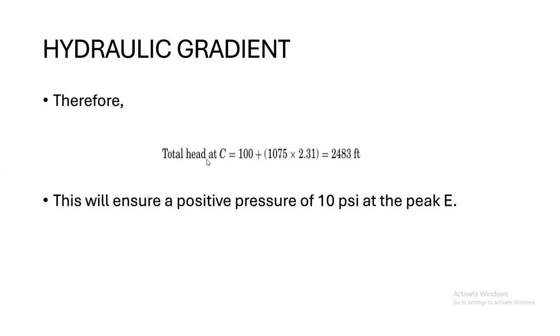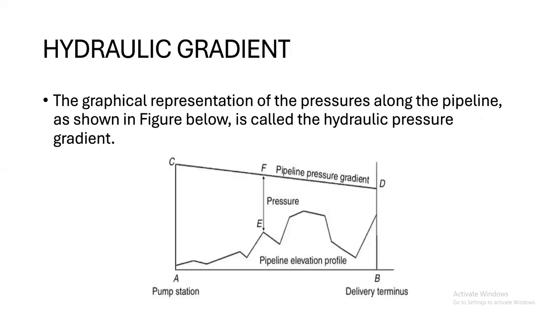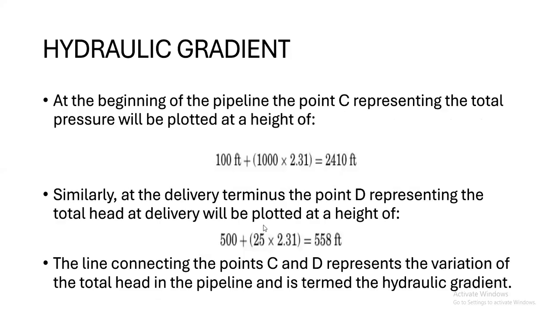Therefore, total head at C now will be 2,483. This will ensure a positive pressure of 10 psi at the peak E. Remember, you want it to be above. So that's one.